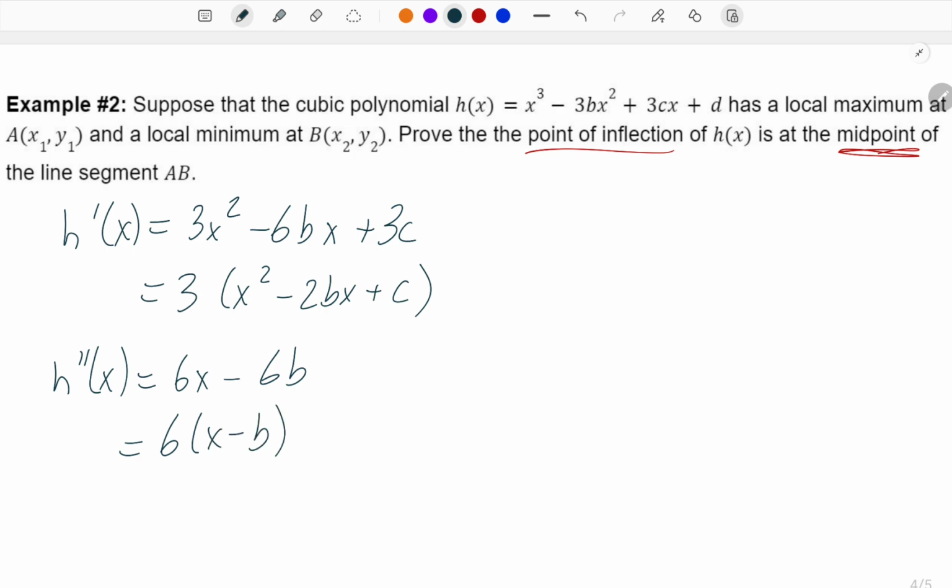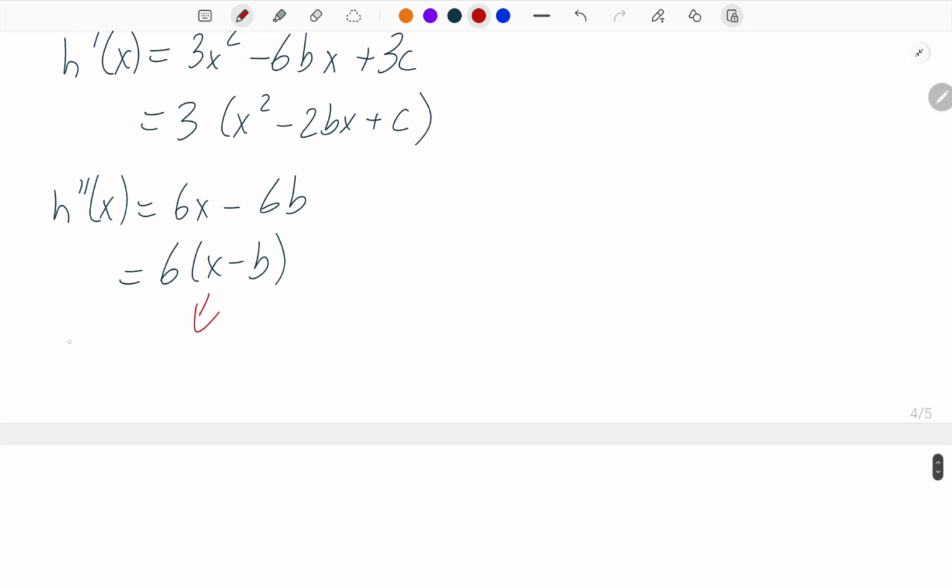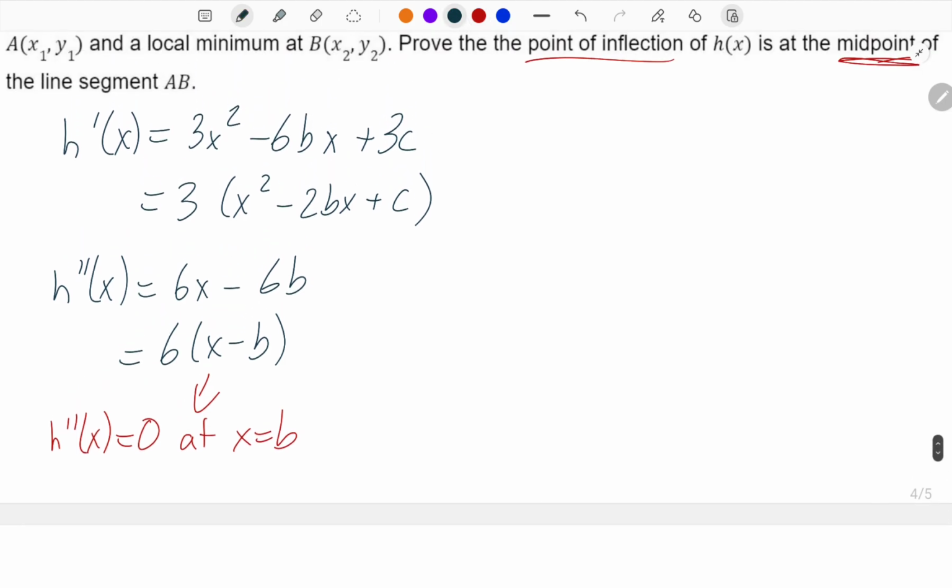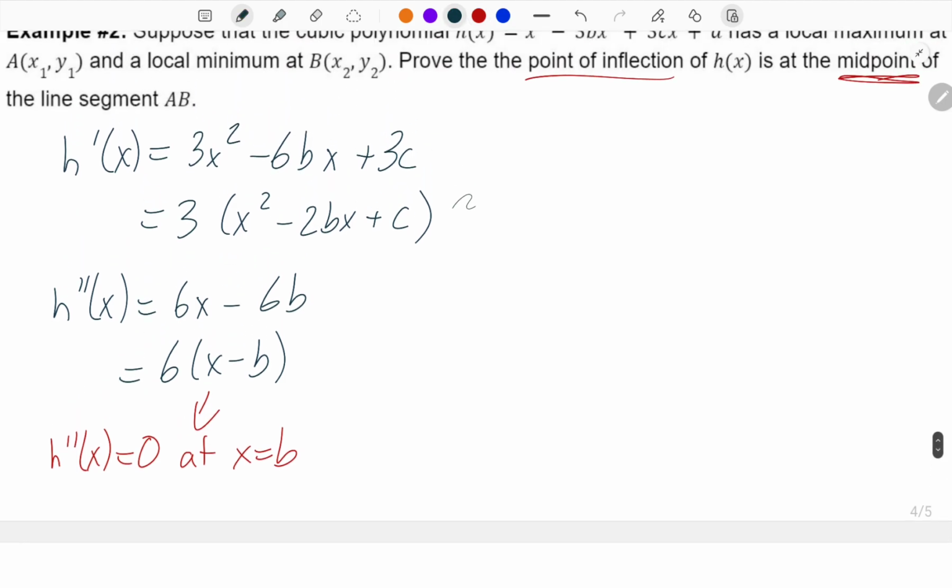Okay, so what we can see is the one and only potential inflection point we might have. So h prime prime of x equals 0 at x equal to b. Okay, that's going to be useful for later on. But let's deal with the first derivative now.